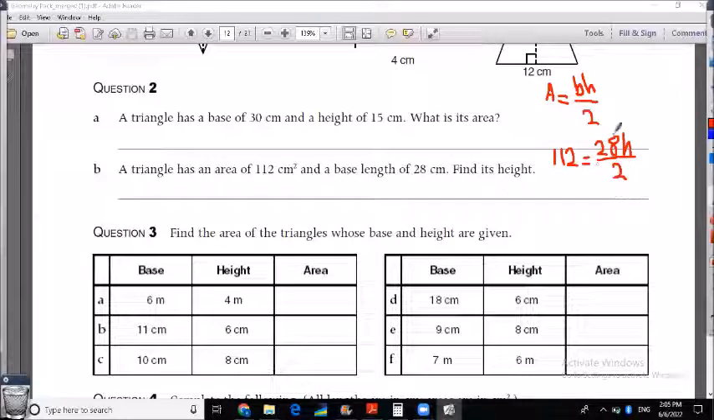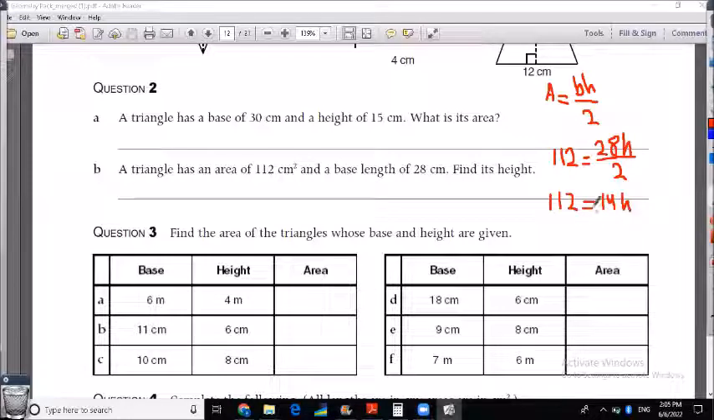What's next? Can't I do 28 divided by 2? Yes, we can. We can divide, get rid of the 2 here. 28 divided by 2 is going to be 14. So again, 112 equals 14h. Now, how can we find the height? How can I find h?